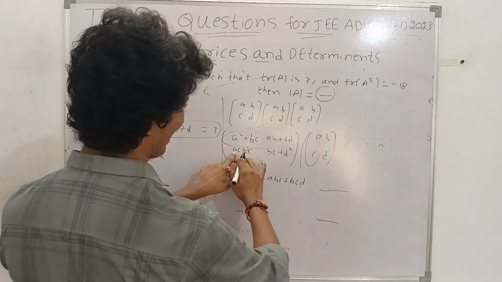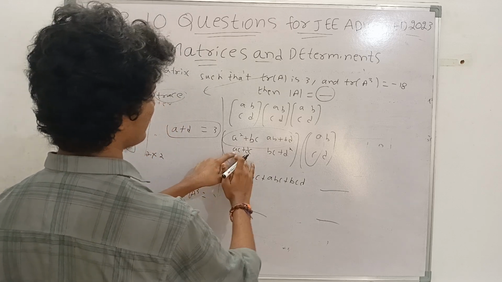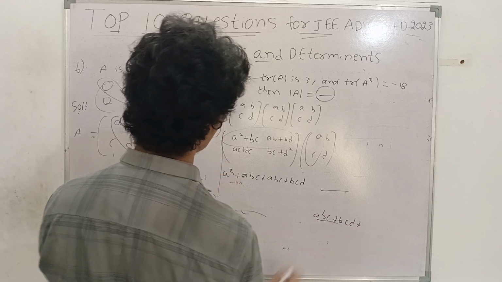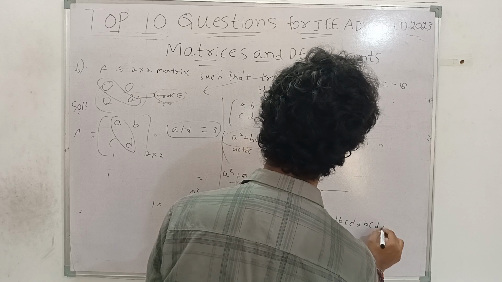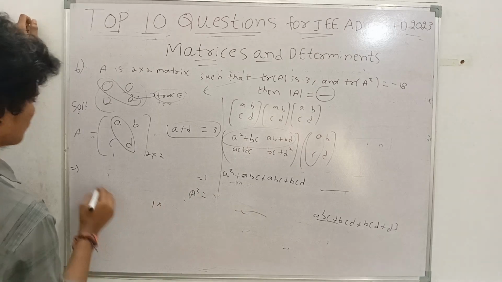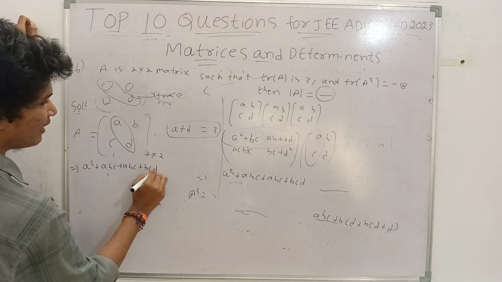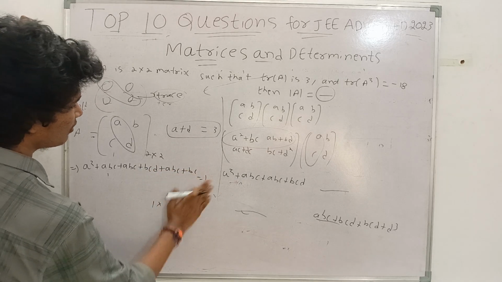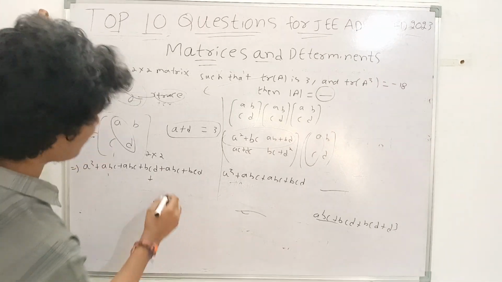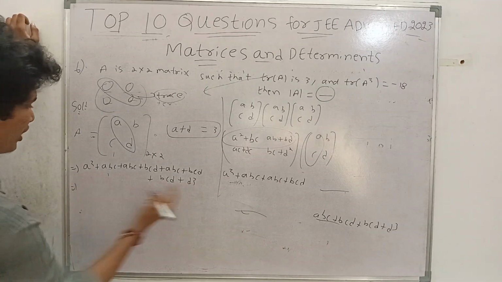So to find this, I have to multiply just this thing. AC into AB, that is ABC plus BCD, and next BCD plus D cube. So we got these two things. Now just simply add these two things. That is A cube plus ABC plus ABC plus BCD plus ABC plus BCD plus BCD plus D cube.